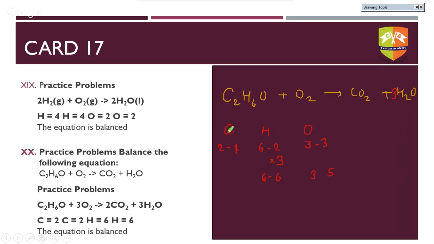So what we can go for next is to balance the carbon to make it 2-2 by multiplying the product side by a 2. So now you have carbon as 2 on both the sides, but the oxygen has changed. Hydrogen has not been touched at all, but oxygen now on the reactant side is still 3. On the product side it is 4 plus 3, 7.